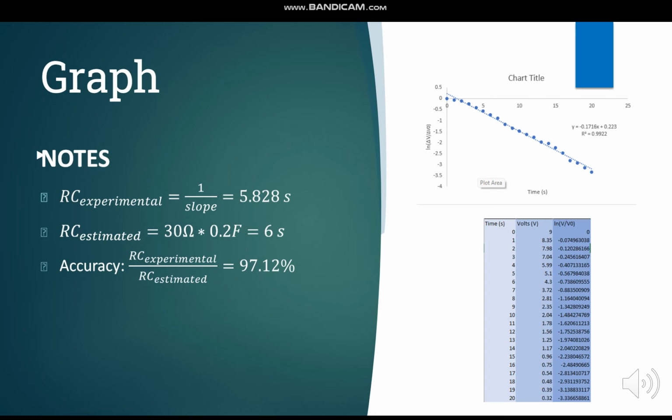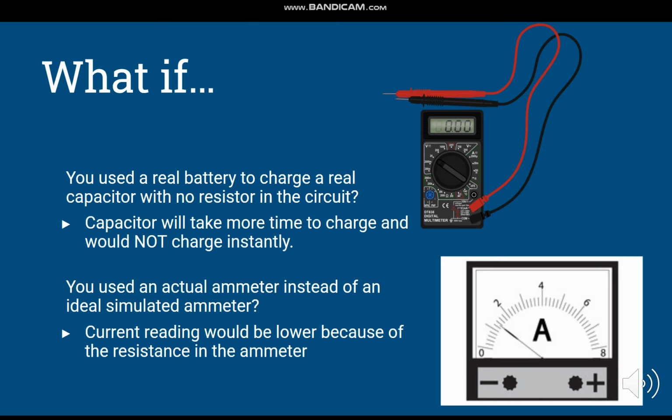So we graphed this data as the time went on, and we got, for our experimental value, 5.828 seconds. Our RC estimated was 6 seconds, and our accuracy was 97.12%. We also linearized the graph as well to get these values and understand our data.